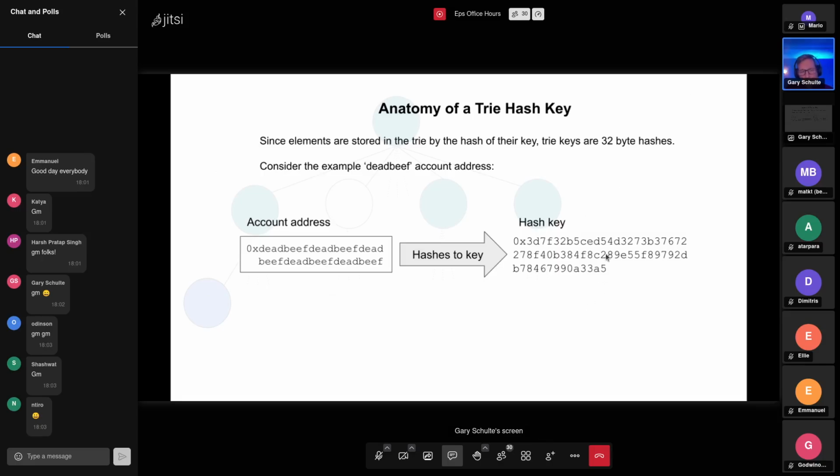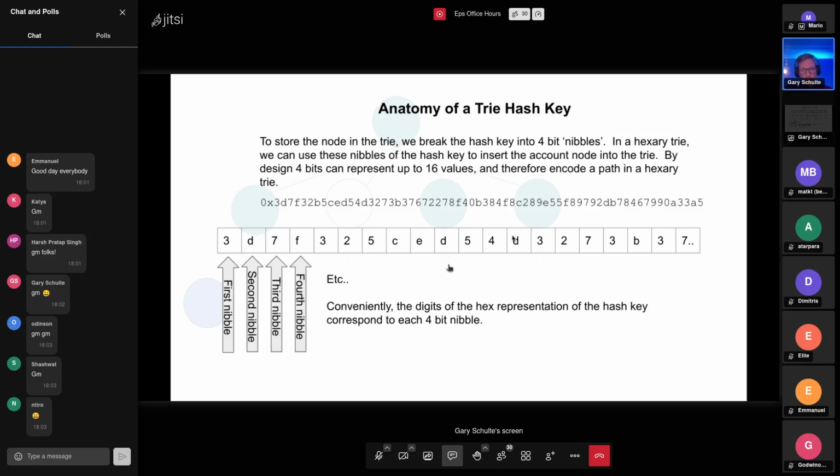Okay, so that said, let's look at the anatomy of a tree hash key. Since elements are stored by the hash of their key, the tree keys are 32 byte hashes. So if we consider an example like the mock dead beef account, dead beef, dead beef, dead beef, dead beef, when we hash that account address, it's going to hash to 3D, 7F, 32, B5, et cetera. So this is the key you would use to locate the account dead beef, dead beef, dead beef, dead beef in the tree.